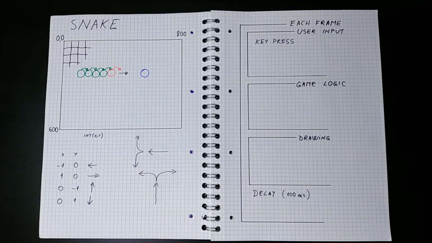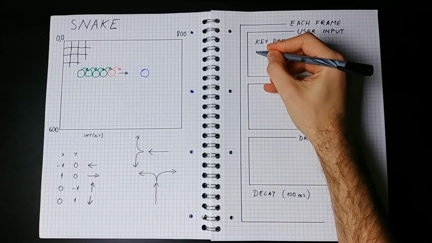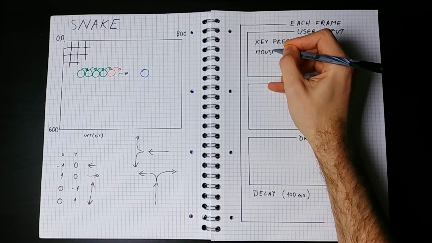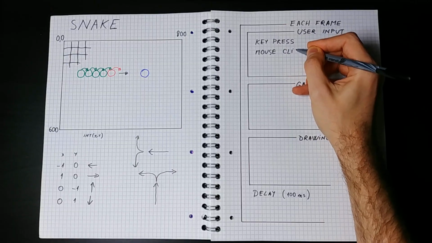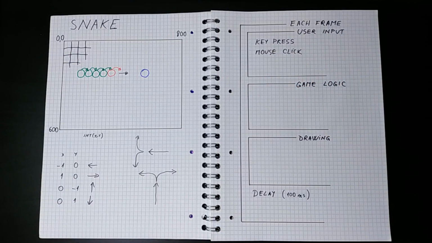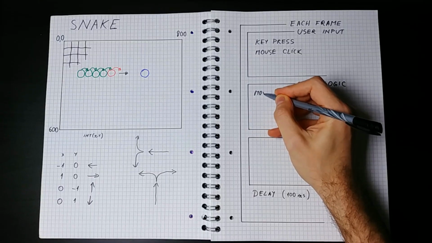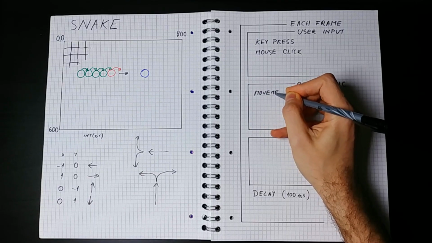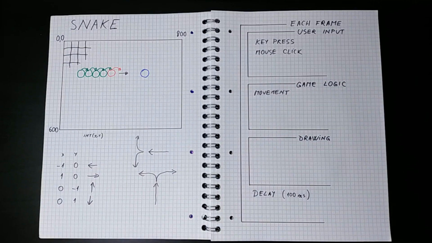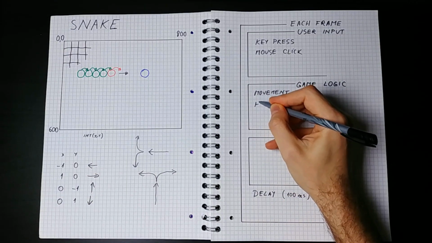The other input I want to capture is the mouse left click, which I will use to reset the game after the player hits itself or the walls. The second part is the logic of the game, and this time we only have 3 items. The first item is the movement of the snake. We discussed this earlier.